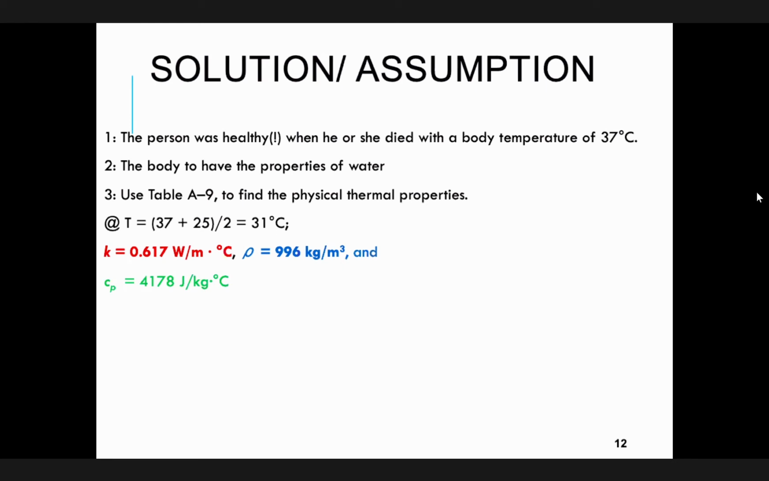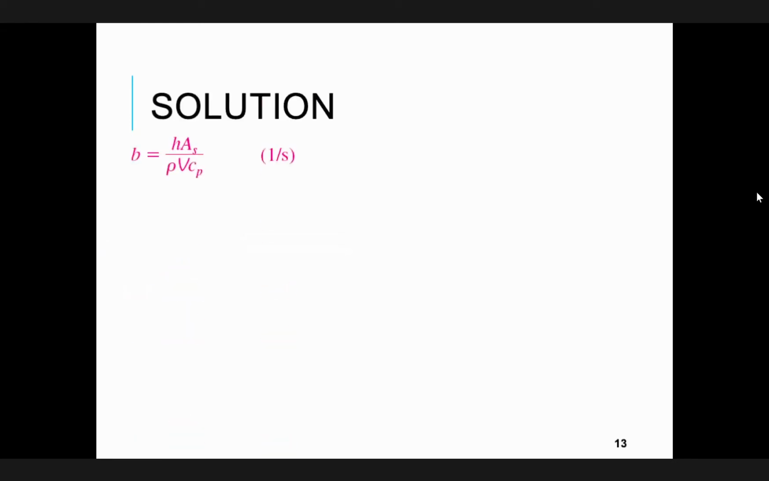Good. These are the information we get from Table 8A9. Now we start to do the solution. I can calculate the B because this was a time constant. In order to do that, I know the h, I know the rho, I know the Cp. What is missing is A, and as I mentioned, I assume it is a cylinder.